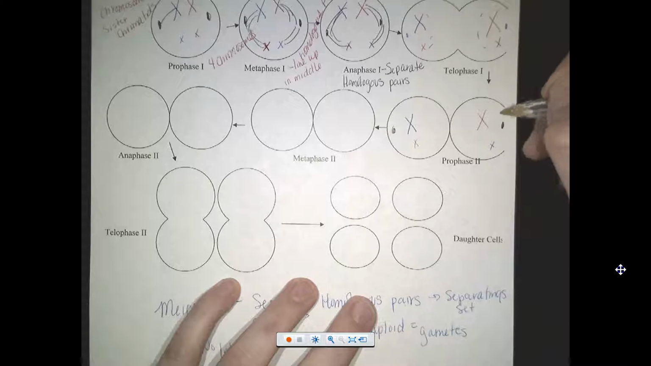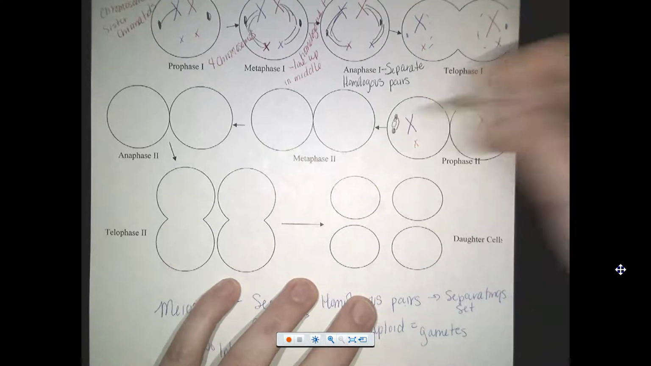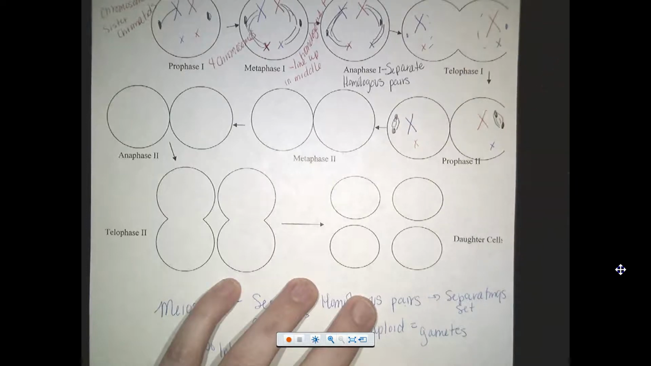Our centrioles do what? They start forming spindle fibers. They begin forming spindle fibers and start migrating. What happened to my nuclear envelope? It's disappeared. It's gone. My DNA is still condensed because we just got done with division.